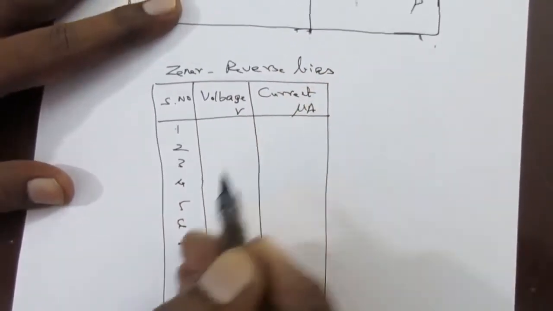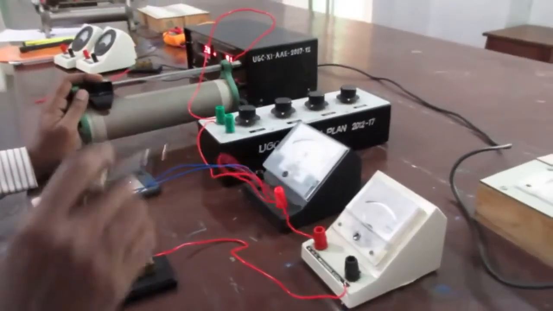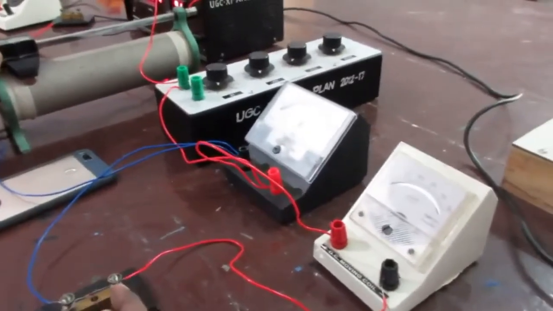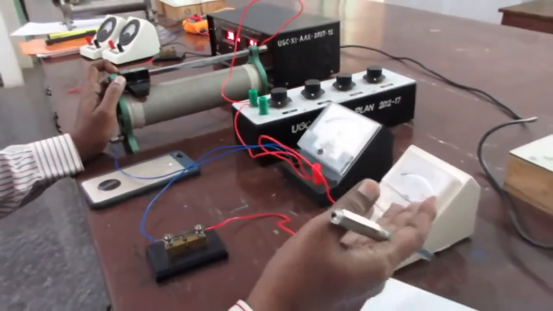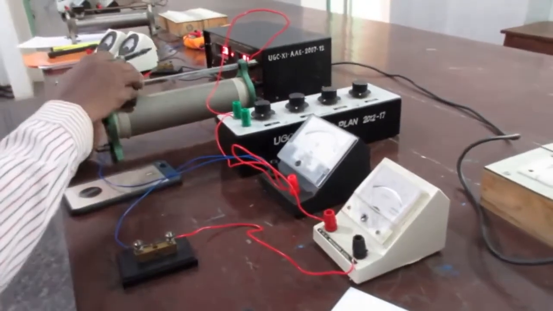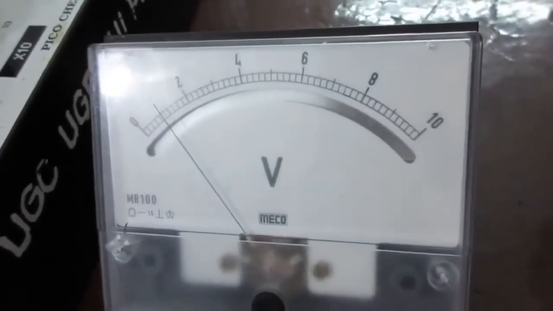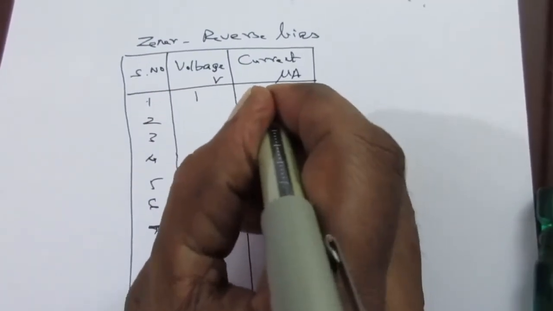Let us take observations. Let us systematically increase the voltage of the zener. Gradually we increase the voltage like 1 volt, 2 volt, 3 volts, 4 volt like that, and we will measure the current using the micrometer. So let me give 1 volt now. Input voltage is 1 volt, and the current is 0. There is no current. So let us record the observation: 1 volt and 0 microamps.